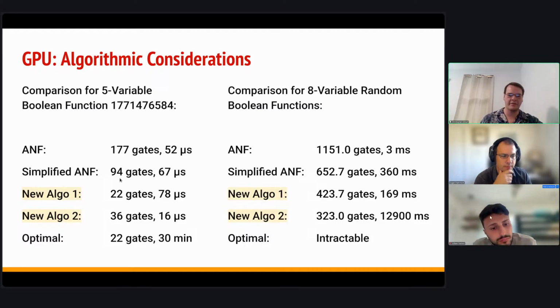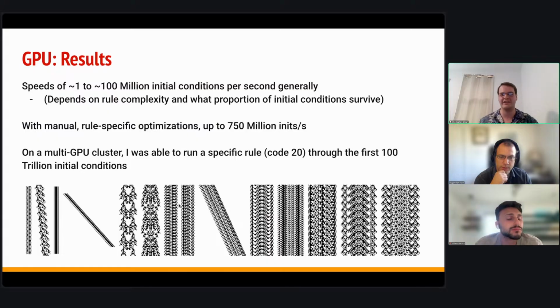But one of my algorithms gets 420 gates in half that time. And my other algorithm gets an even better number of gates, but it takes a decent amount of time to compute. And of course, the optimal solution here is completely intractable generally. So I get very good results with this algorithm. And that actually allows me to get very good speeds on the GPU, as well as through a whole bunch of other optimizations that I spent a lot of time working on.